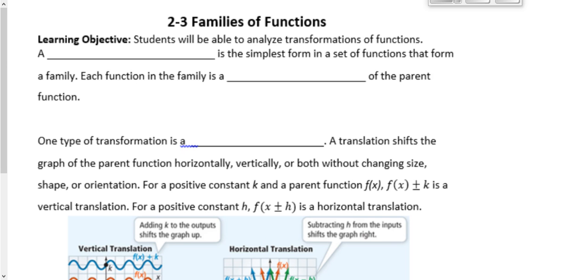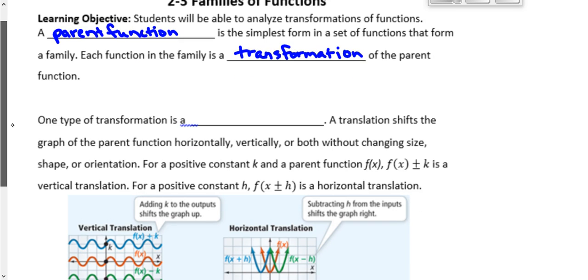By watching this video, I want you to be able to analyze transformations of functions. In general, a parent function is the simplest form in a set of functions that form a family. A parent function is that function with which we compare all other functions. Each function in the family is just a transformation of that parent.